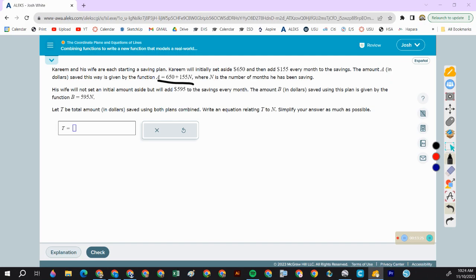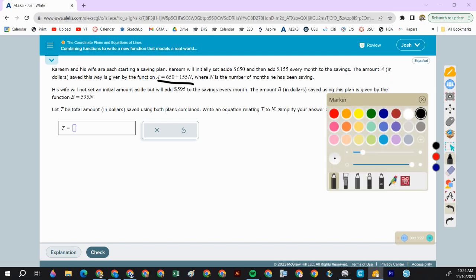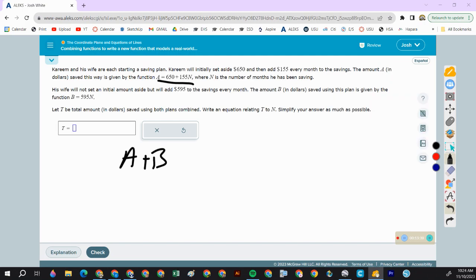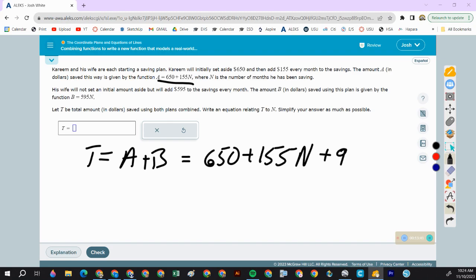The total amount of their savings is just going to be A plus B. So T equals A plus B, which is 650 plus 155n. And then we'll add to that 595n. So that is 650 plus, what's that going to be? 750n. And that function represents how much they will save together.